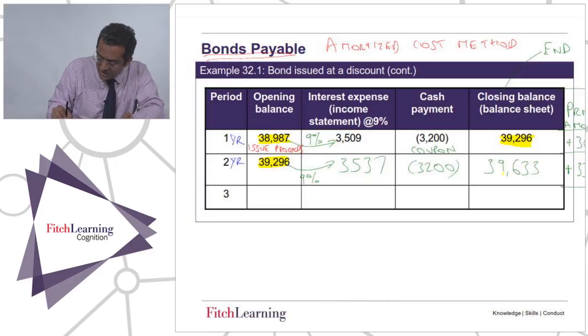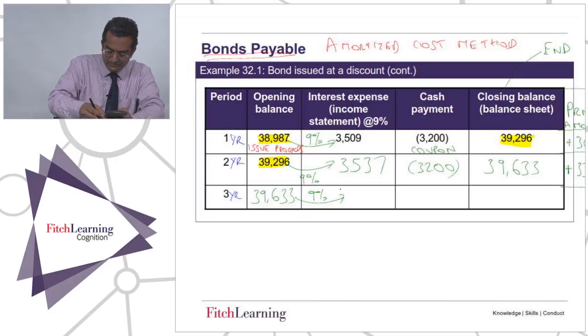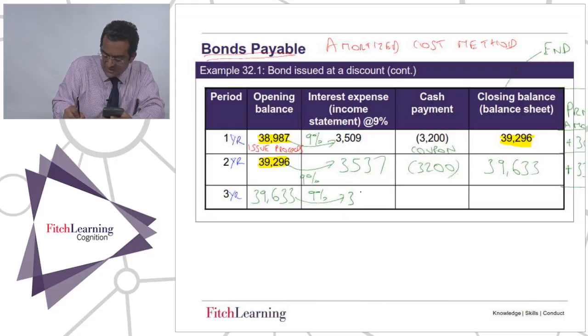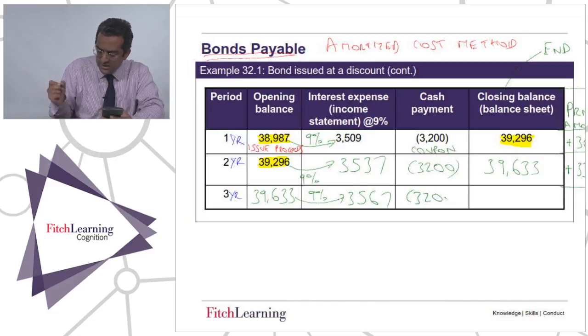We can finish things off. We're going to end with year 3, of course. We open year 3 with the same number you finish year 2. And that's it now. Finishing off, let's do 9% yet again of this balance. It will give us your interest expense. Double check that there. 39,633 times 9%. We'll take a rounded answer. How about that? 3567. And then, of course, removing lastly again the coupon, and we're done.